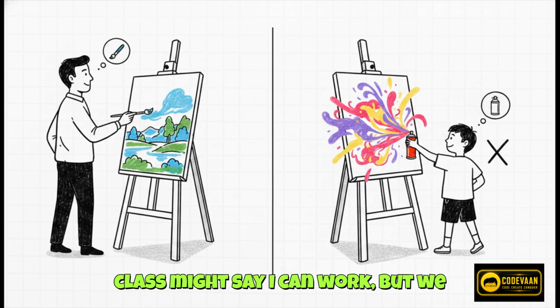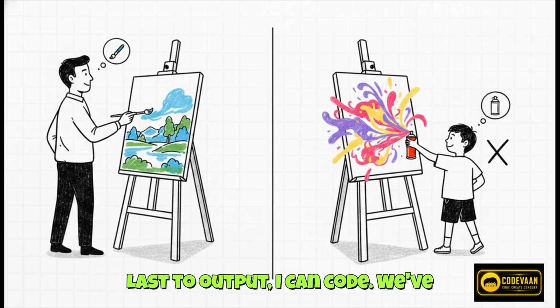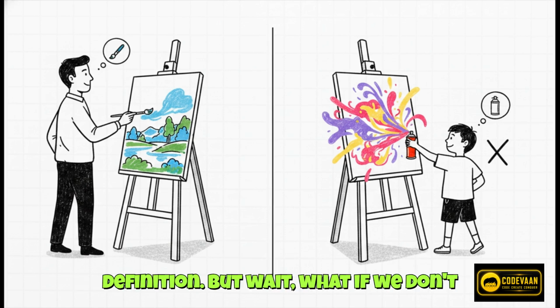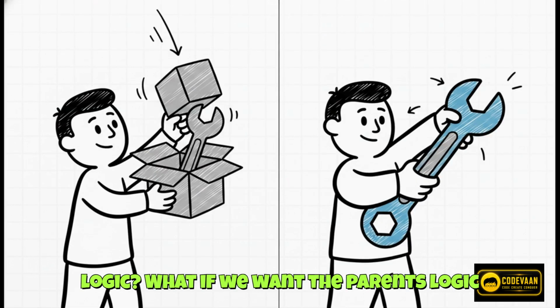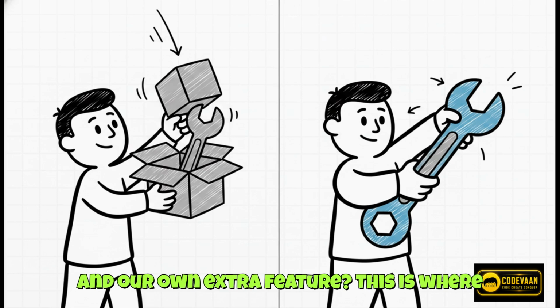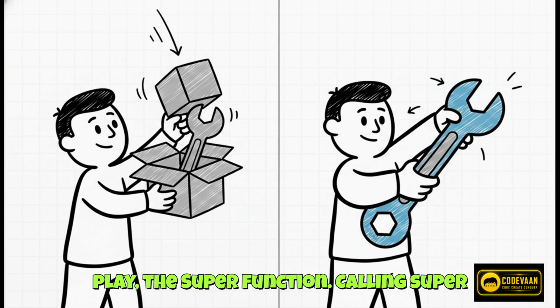A child class can override a base method simply by redefining it. Here, the human class might say, I can work, but we redefine the work method inside the male class to output I can code. We've completely overruled the parent's definition. But wait, what if we don't want to completely erase the parent's logic? What if we want the parent's logic and our own extra feature? This is where a very special Python function comes into play, the super function.